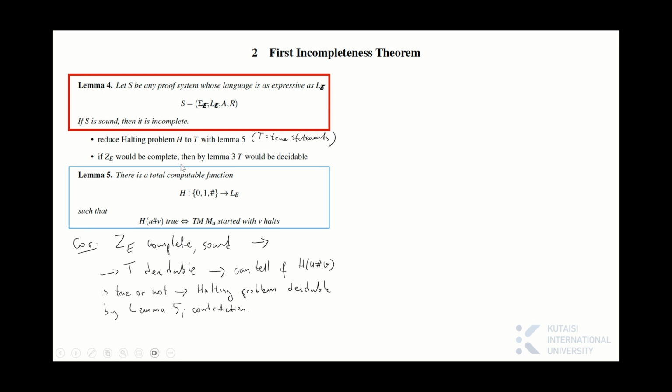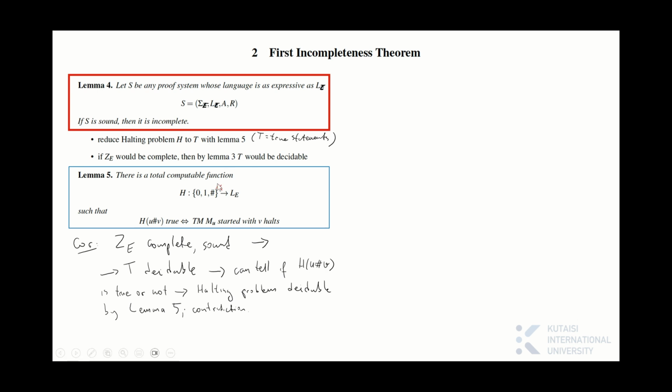So here is lemma 5. There is a total computable function. So total here means it's defined everywhere, and computable means computable in our sense, right? It can be computed by a Turing machine. So there is a total computable function, H, such that, oh, there's supposed to be a star here. So there's supposed to be a star like this.